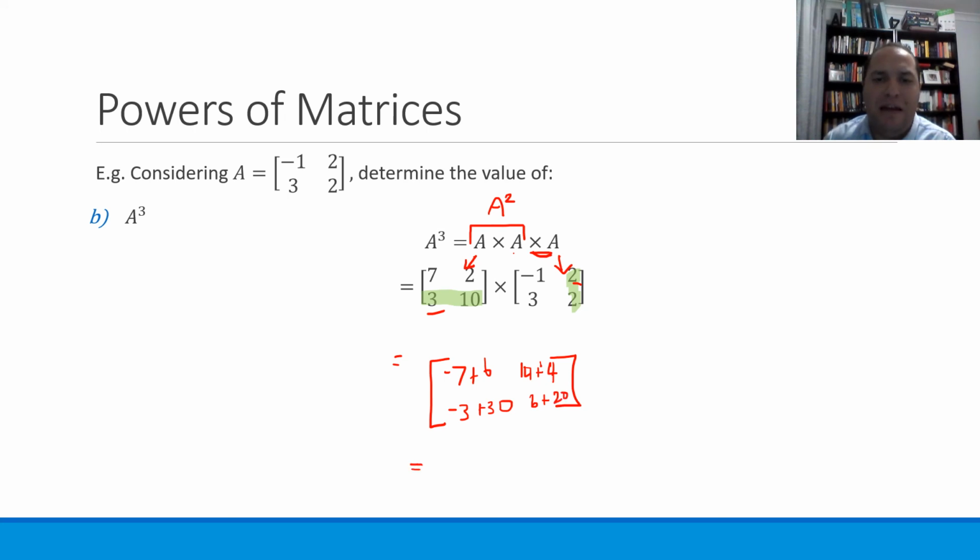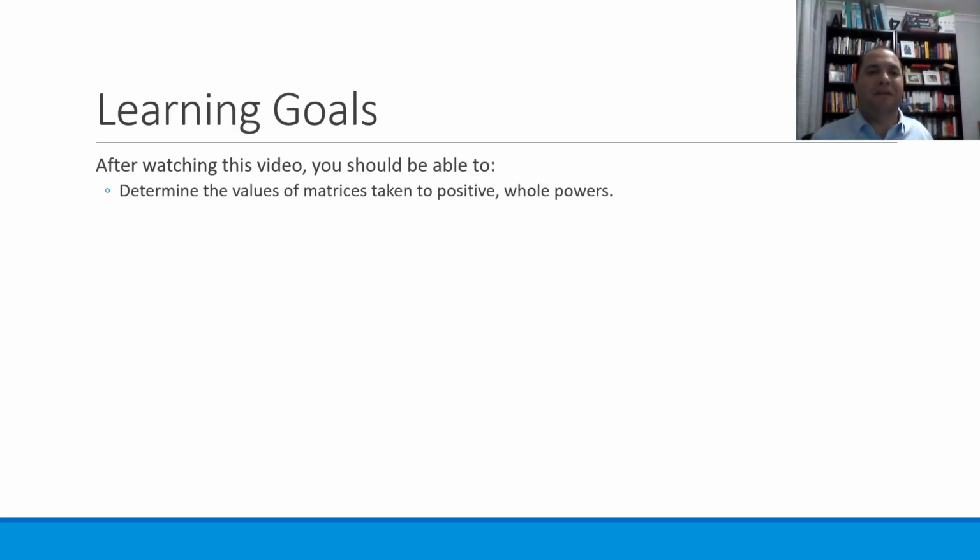Adding up all those numbers: negative 7 plus 6 is negative 1, 14 plus 4 is 18, negative 3 plus 30 is 27, 6 plus 20 is 26. And there's our matrix for A cubed. Just find A squared first, and then multiply by A again. To get A to the 4, we'll just take the answer we just had and multiply it by A again. It's a long process, but that's the best way to do it. After watching this video, you should be able to determine the values of matrices taken to positive whole powers.